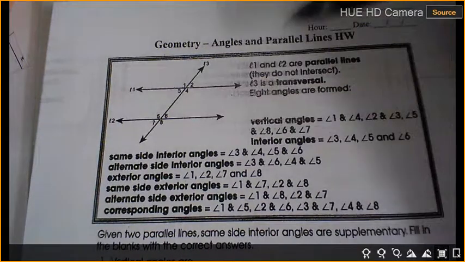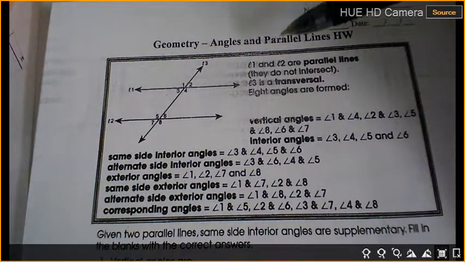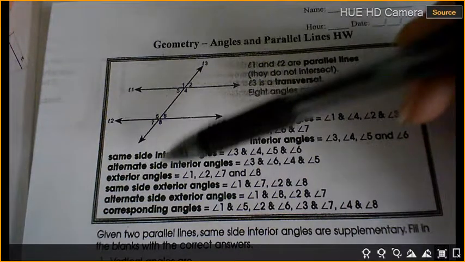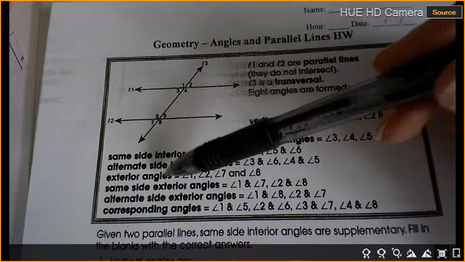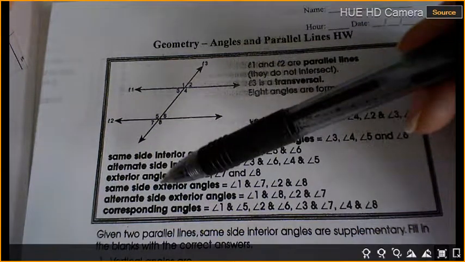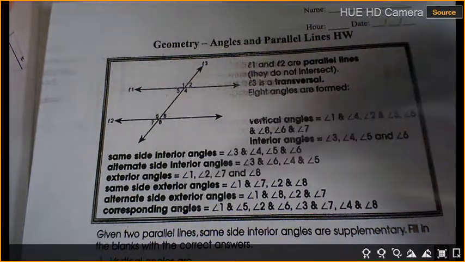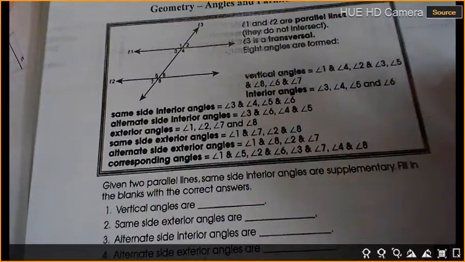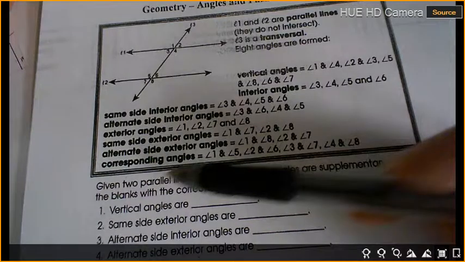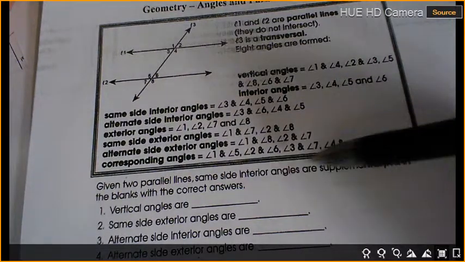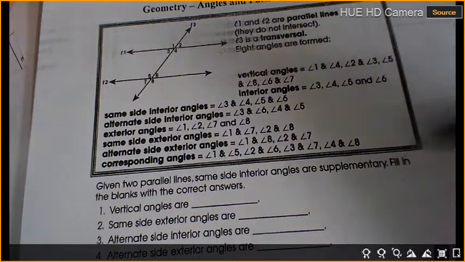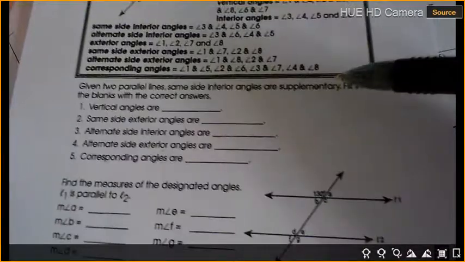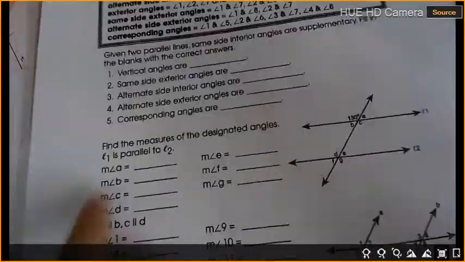This says that we have an example here of same side interior angles, alternate exterior angles, same side exterior angles, corresponding angles, vertical angles, and interior angles. All of this stuff we have an example of. So we have to answer these questions given two parallel lines. Same side interior angles are supplementary. Fill in the blank with the correct answers. So vertical angles are what? You're either saying equal to or supplementary here. And then down here you're literally listing it.